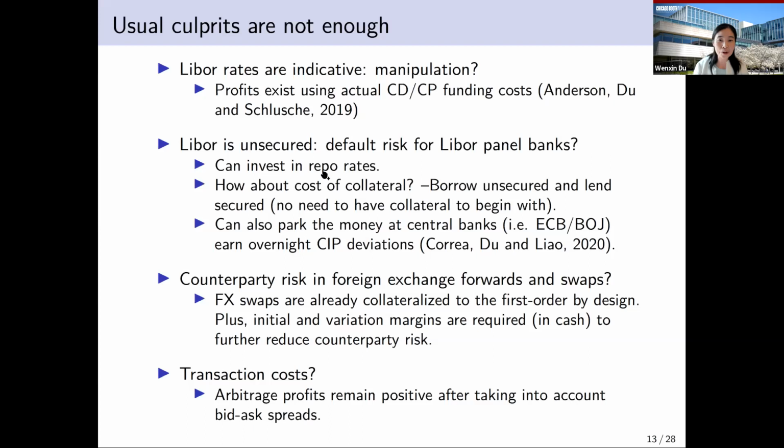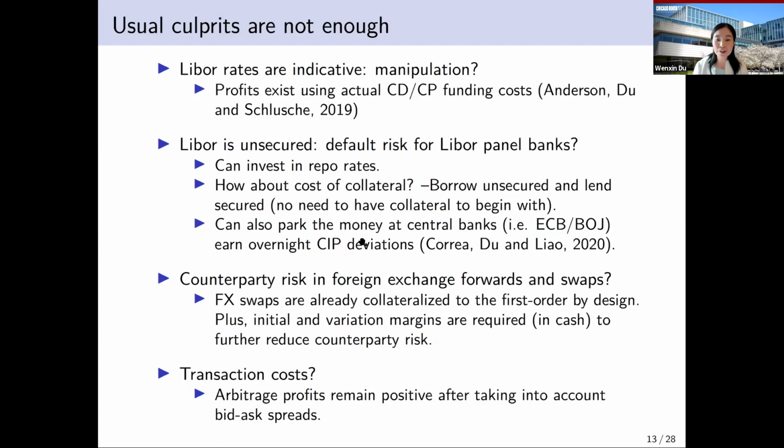The second thing is, how about default risk? This is thinking about the investing leg. The previous part was a critique about whether you can really borrow at this LIBOR rate, and I just told you, yes, you can, by looking at banks' actual borrowing costs. The second part is thinking about, once you invest at the yen LIBOR, are you subject to some default risk of the yen LIBOR panel banks? The answer is, you don't have to invest in yen LIBOR. You can invest in the repo rate, okay? Then people worry, how about the cost of collateral? In this case, say we borrow unsecured using CD and CP and then invest securely in the repo rate. I don't need to have any collateral to begin with, so the cost of collateral would not affect the profits of arbitrage.